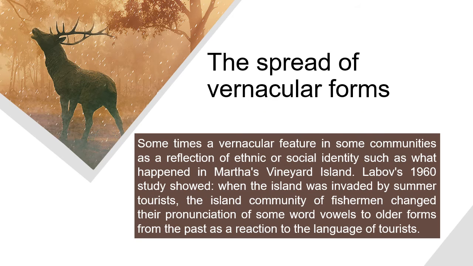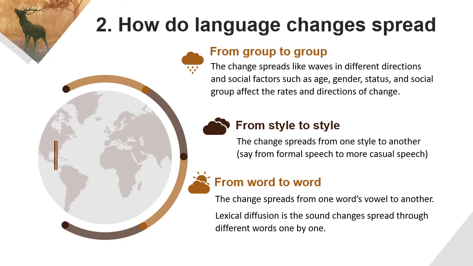The spread of vernacular forms. Sometimes a vernacular feature in some communities is a reflection of ethnic or social identity, such as what happened on Martha's Vineyard Island. Labov's 1960 study showed that when the island was invaded by summer tourists, the island community of fishermen changed their pronunciation of some word vowels to older forms from the past as a reaction to the language of tourists.